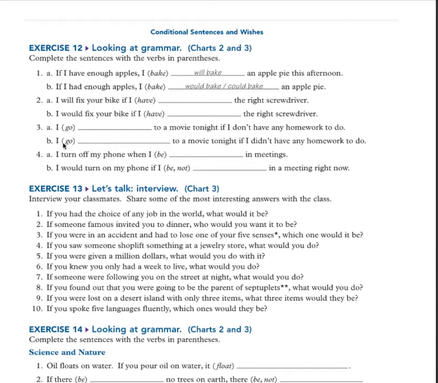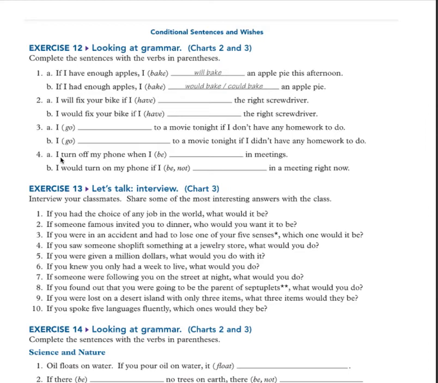Okay, and then look at B. I blank to a movie tonight if I didn't have any homework to do. Didn't is in the simple past. It's negative. So it's okay, this is going to be unreal in the past. Okay, unreal in the present future. So you say I would go. You can also say I could go to a movie tonight if I didn't have any homework to do. Okay, because the if clause is in the simple past. So you're going to say would go or could go.